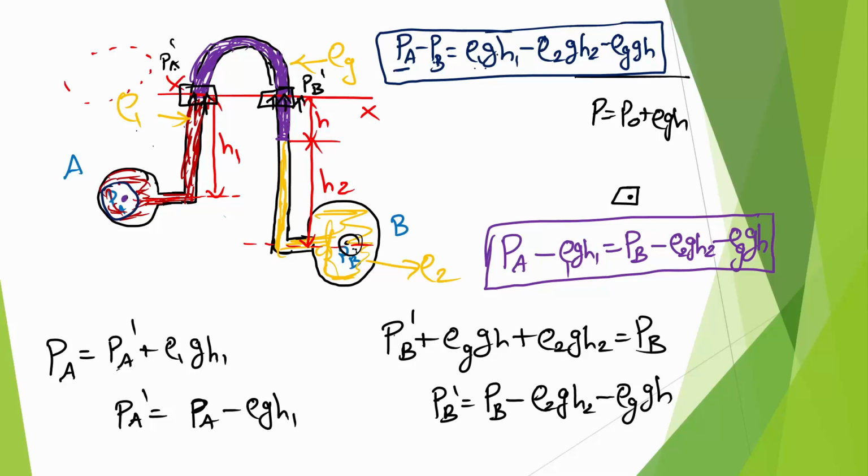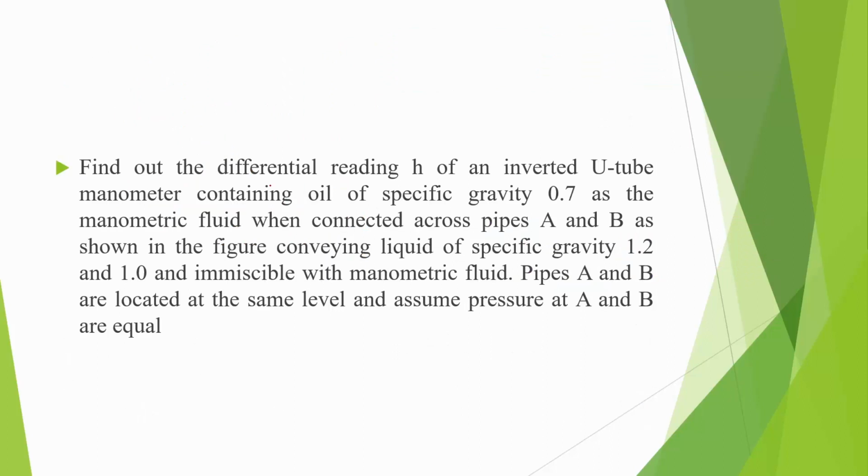Now with this, we'll try to solve one or two problems. So we'll solve this question. The question is, find out the differential reading H of an inverted U-tube manometer containing oil. Generally we will be using mercury. Here the differential manometer has the manometric fluid. As we named it, manometric fluid and metered fluid. Metered fluid is the fluid whose pressure we are finding. So we have the oil of specific gravity 0.7 as the manometric fluid, which is connected across pipes A and B as shown in the figure. We'll see the figure in the next slide, conveying liquids of specific gravity 1.2 and 1.0.